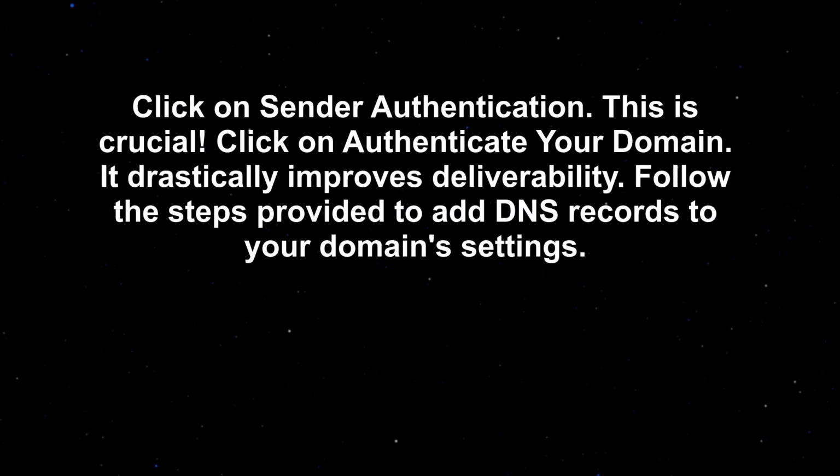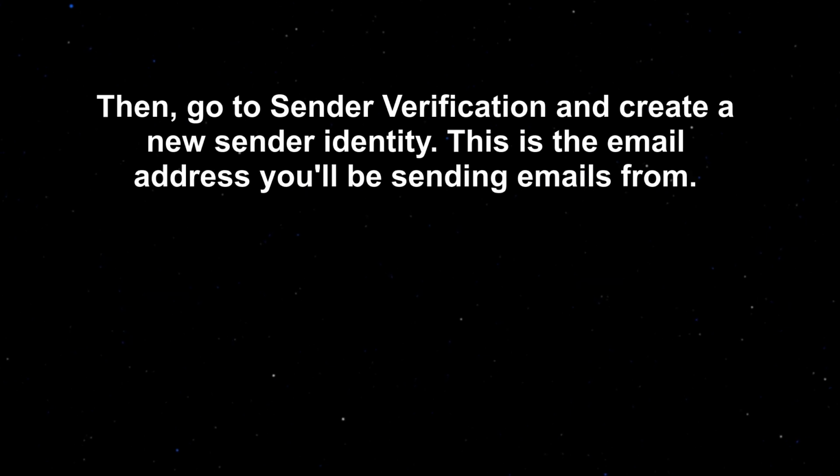Click on Sender Authentication. This is crucial. Click on Authenticate your domain. It drastically improves deliverability. Follow the steps provided to add DNS records to your domain settings. Then, go to Sender Verification and create the new sender identity. This is the email address you'll be sending emails from.